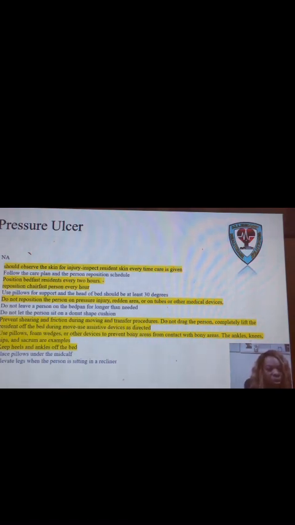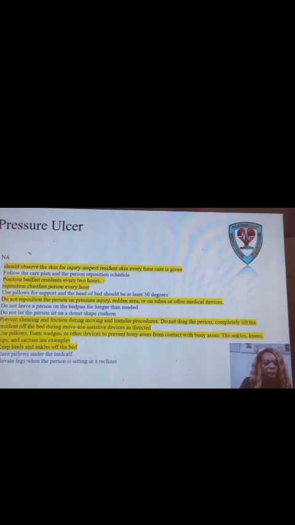You use pillows, foam wedges, or other devices to prevent bony areas from contact with bony areas. The ankles, the knees, the hips, and the sacrum are examples of bony areas. Remember to keep heels and ankles off the bed. You want to float them. Your pillows, you want to place them under the mid-calf. And you want to elevate the legs when the person is sitting in a recliner.